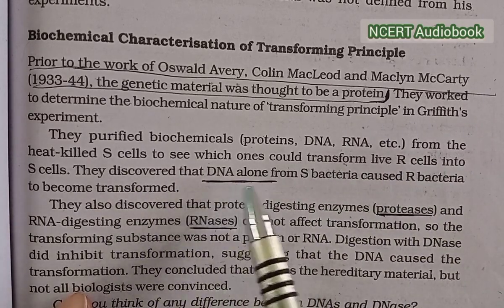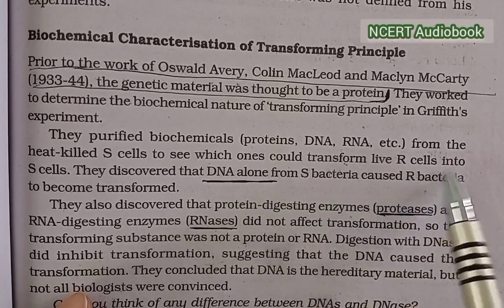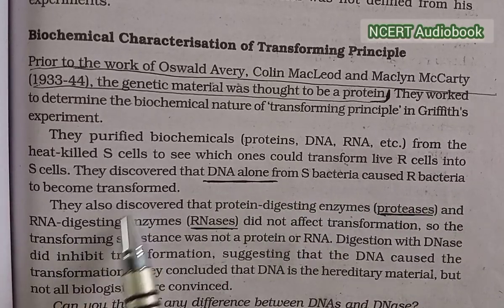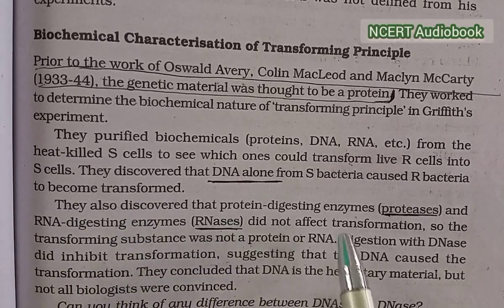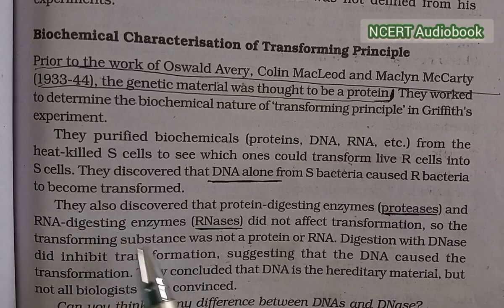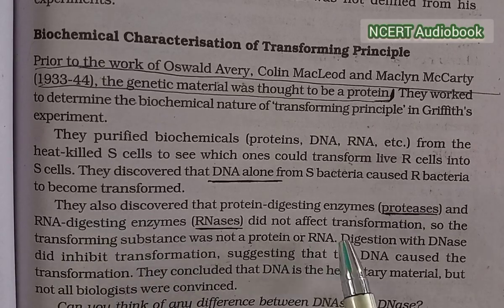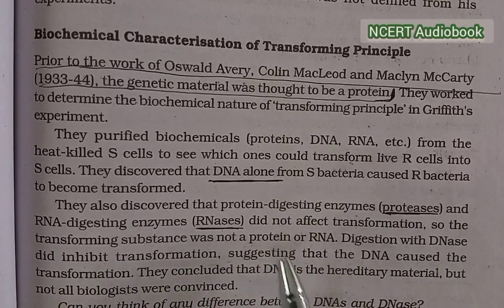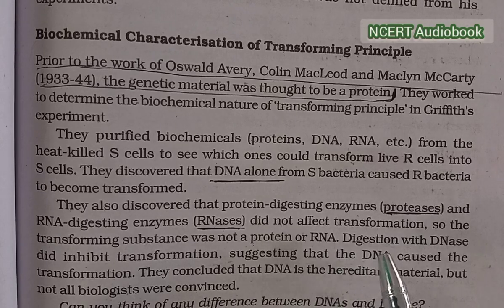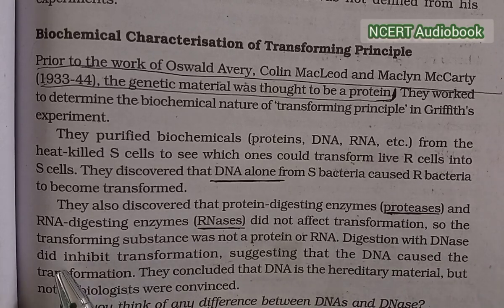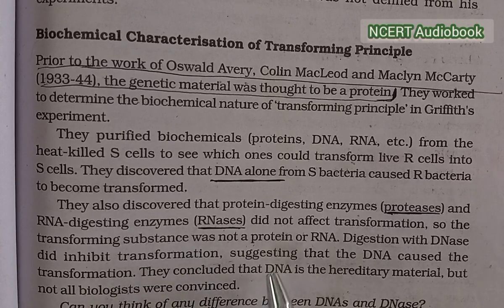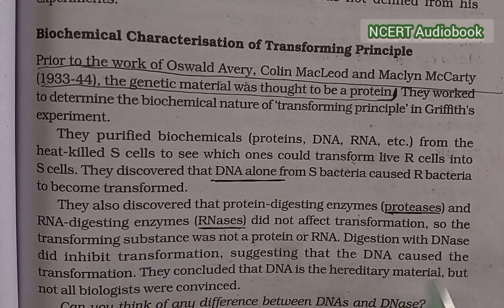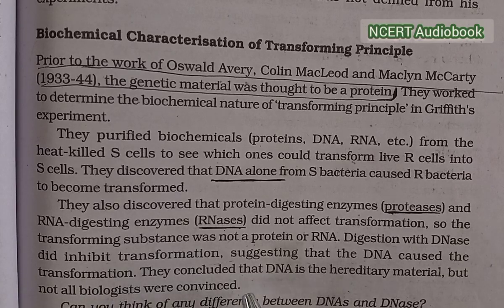They discovered that DNA alone from the S bacteria caused R bacteria to become transformed. They also discovered that the protein-digesting enzyme proteases and the RNA-digesting enzyme RNases did not affect the transformation. So the transforming substance was not a protein or RNA. Digestion with DNase did inhibit transformation, suggesting that DNA caused the transformation. They concluded that DNA is the hereditary material, but not all biologists were convinced.